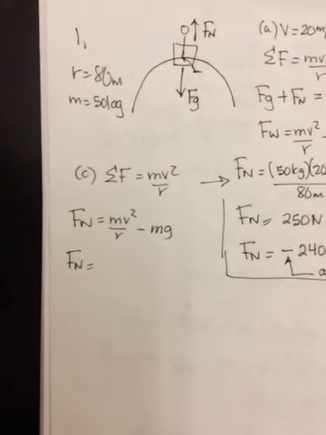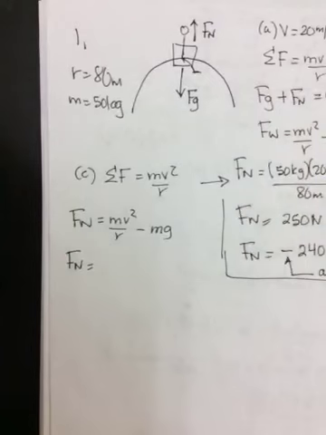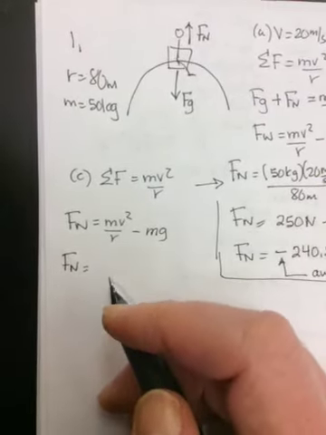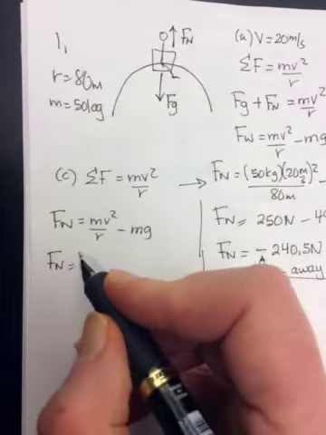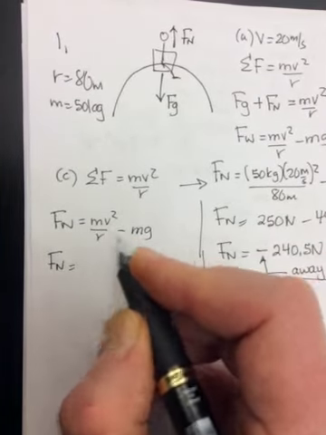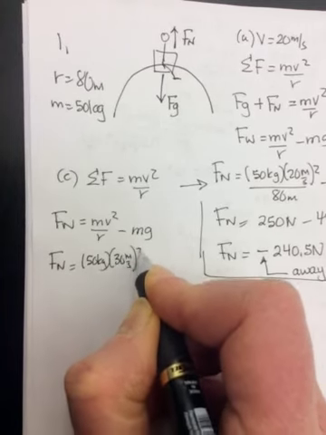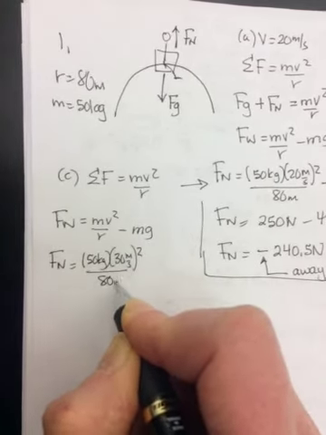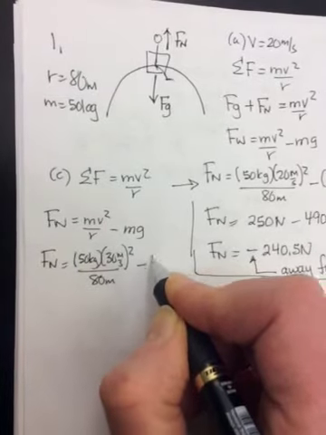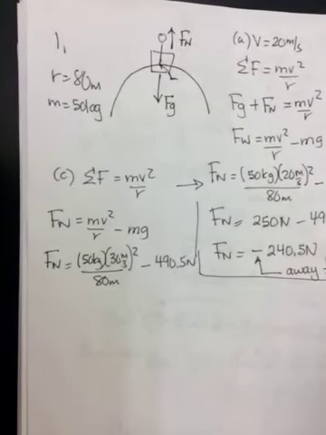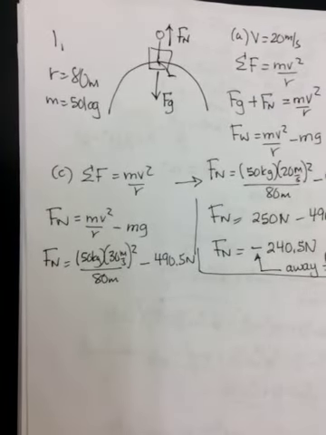Okay, so we were on question 1 from the amusement park physics sheet. We had finished 1A and B, and we were on C, where the car speed now changed to 30 meters per second. So we have mv squared over r minus mg, so 50 kilograms times 30 meters per second squared over 80 meters minus, we already figured out this was 490.5 newtons. It hasn't changed. 30 squared is 900 times 50 divided by 80.